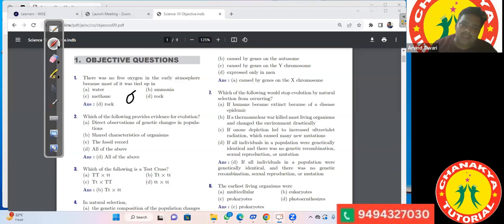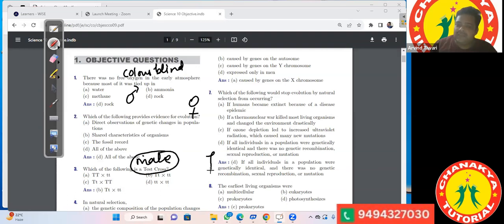If you have a male and a female, and the male is suffering from color blindness, the male is color blind, then in the new generation, the male will not be color blind, but the female will be color blind. Are you getting?